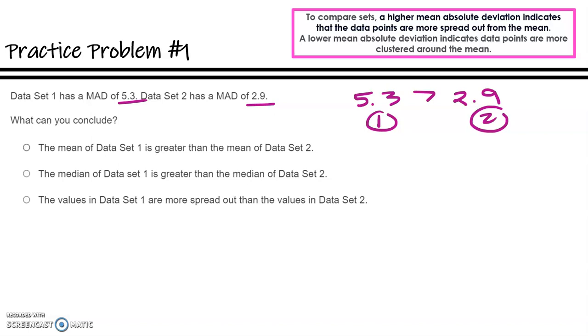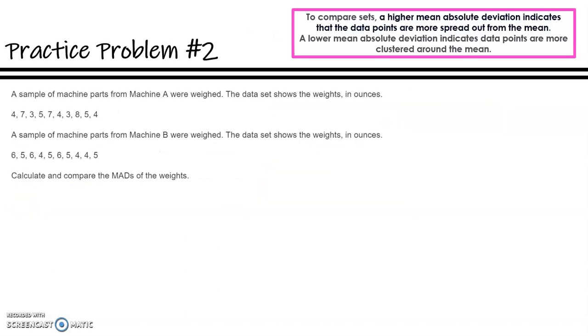The median of data set 1 is greater than the median of data set 2. This has nothing to do with median. It doesn't tell us about the median. The values in data set 1 are more spread out than the values in data set 2, and this one is correct. Okay, because look right here. The higher the MAD, that means the more spread out the data points are. Okay, so make sure you know the higher the MAD, the more spread out your data is going to be.